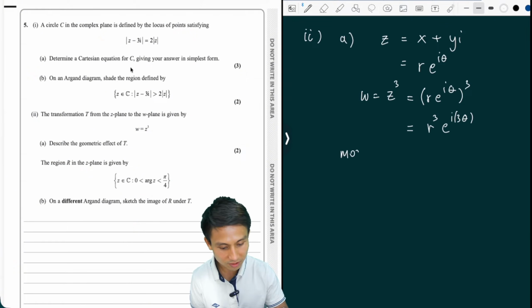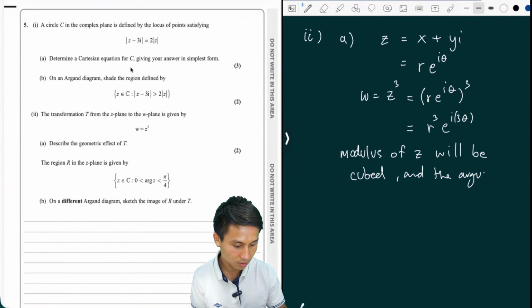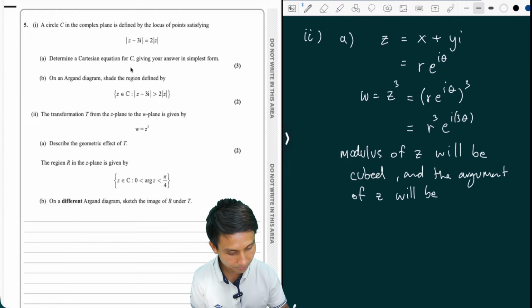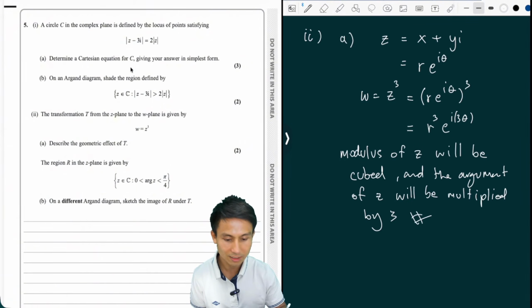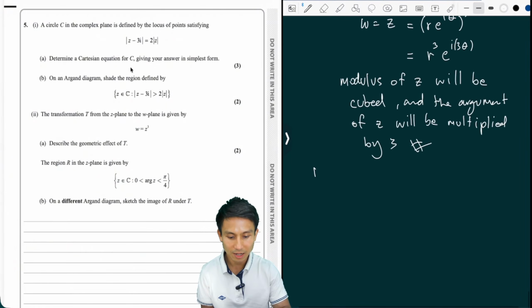So the modulus of Z will be cubed, and the argument, which is the theta of Z, will be multiplied by 3, and that's it. That's the geometric effect. That's part A done.